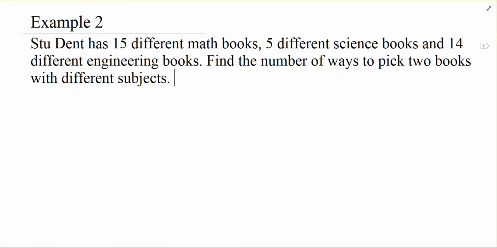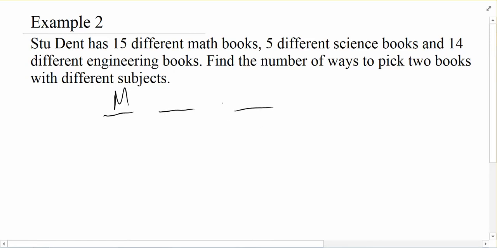Now let's look at this second example where it's a little bit trickier. So we've got Stu Dent here, has 15 different math books, 5 different science books, and 14 different engineering books. And we want to find the number of ways to pick 2 books with different subjects. Now, if this problem had said 3 books, this problem would be really easy because we would just say, all right, so we have math, science, and engineering, and it would be 15, 5, and 14, and we'd multiply those together, and that would be that. But this problem is a little bit trickier because of the fact that we're only wanting to pick 2 books.